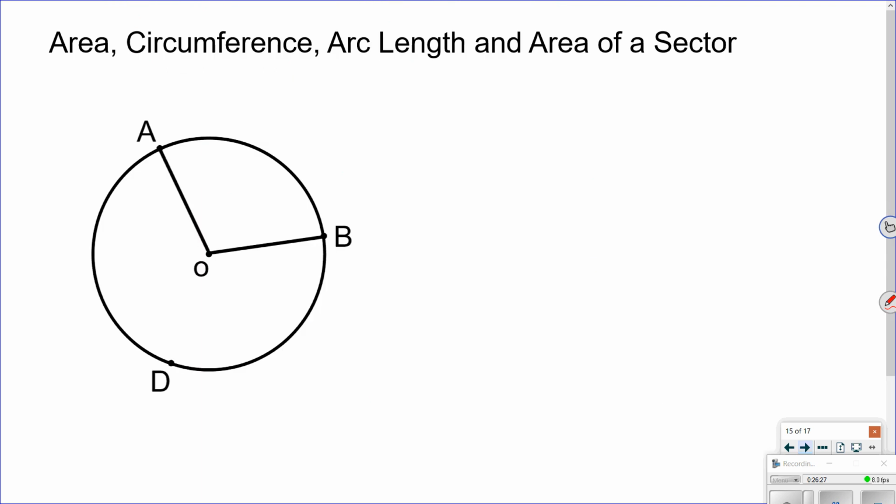So the last thing we went over was area, circumference, arc length, and area of a sector. Hey, you guys have been doing area forever. Area equals pi r squared. You've been doing circumference forever. Circumference is either 2 pi r, or 2 times r is just the diameter, so you could also go diameter times pi.